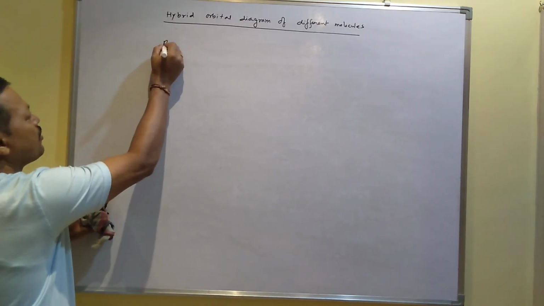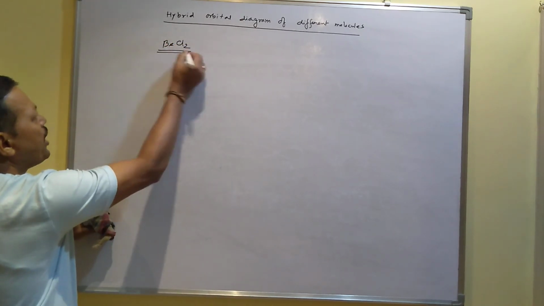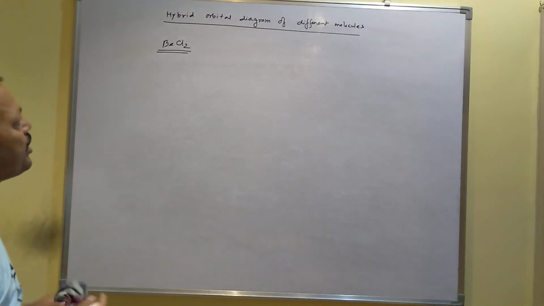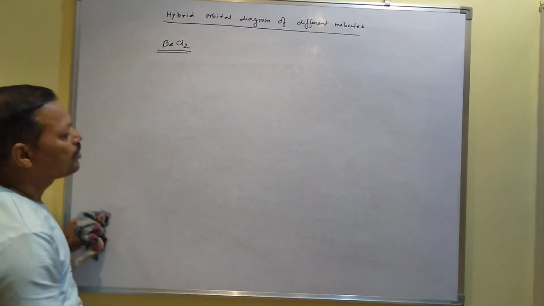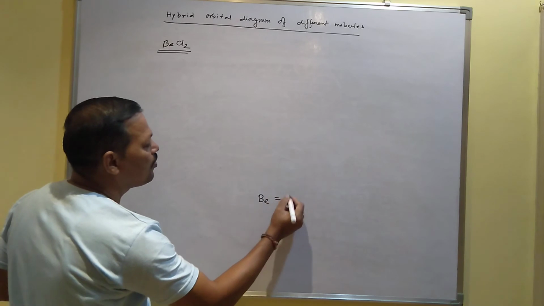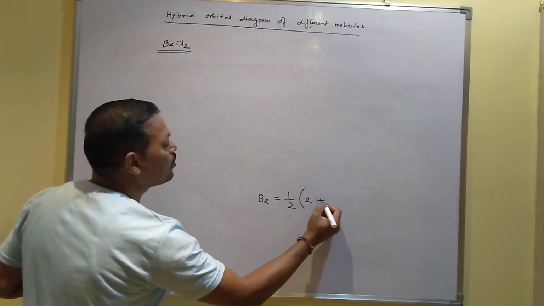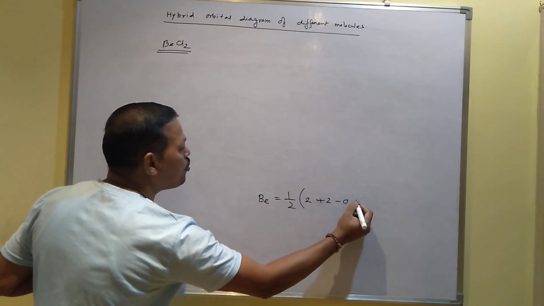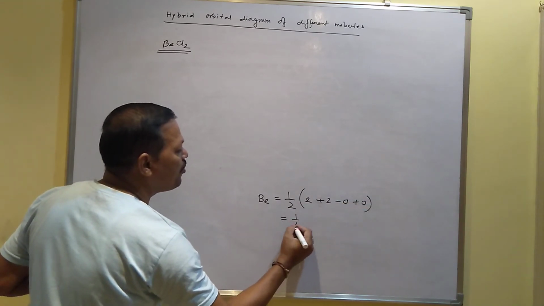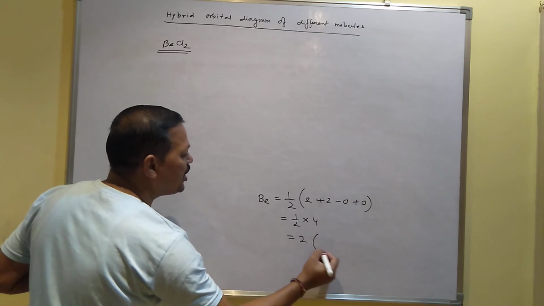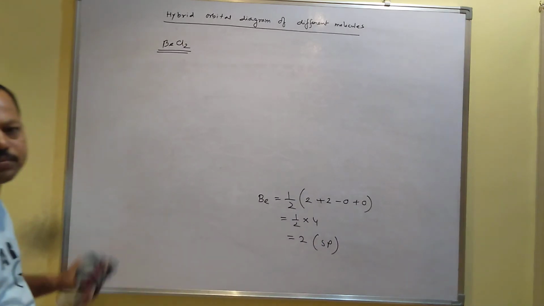If you apply this to beryllium chloride, it undergoes sp hybridization, because beryllium valence electron 2, monovalent atom 2, no positive charge, no negative charge. So half of 4 you will get 2. I mean it undergoes sp hybridization.